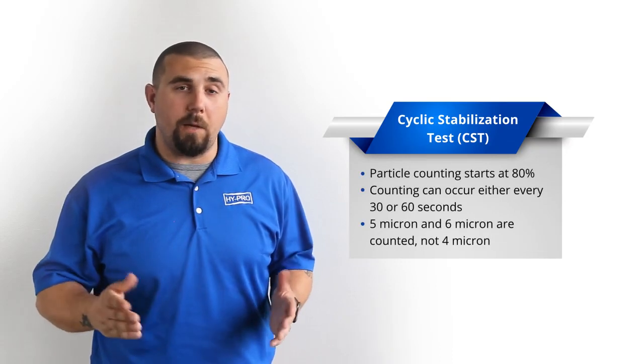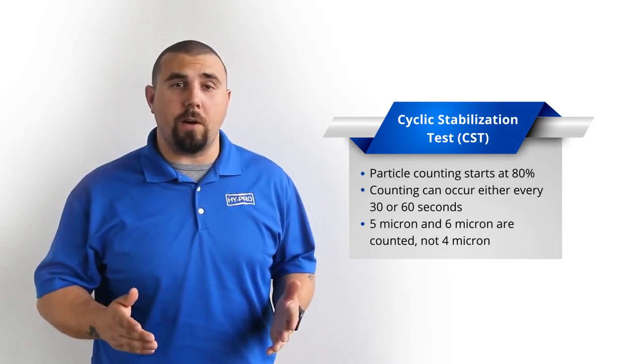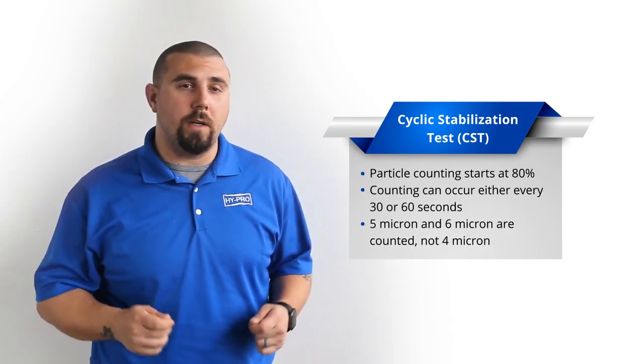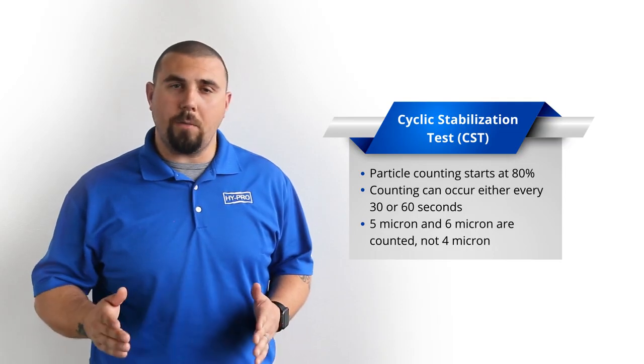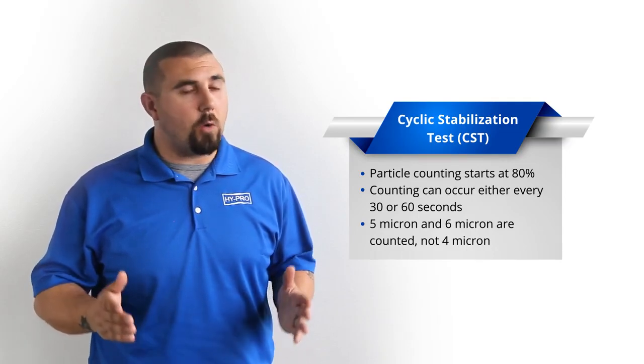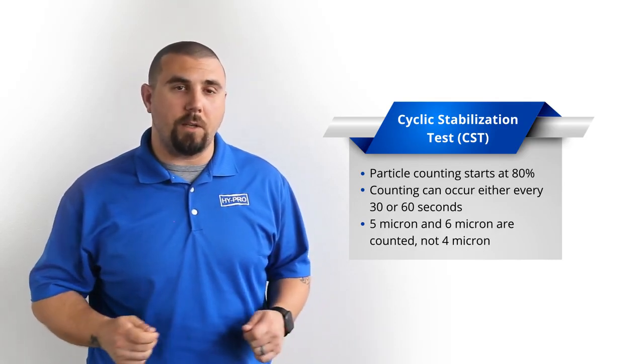Particle counting starts at 80% of the test element's terminal differential pressure, and the frequency in which counting will be conducted is the operator's choice. Counting may take place either every 30 or 60 seconds. When it comes to particles monitored for this test, only 5 micron and 6 micron are monitored, and the 4 micron particle size is ignored.